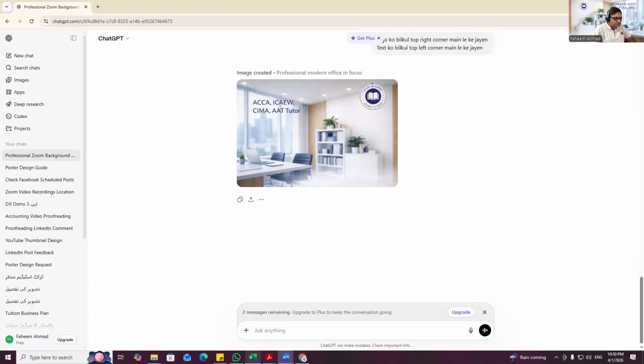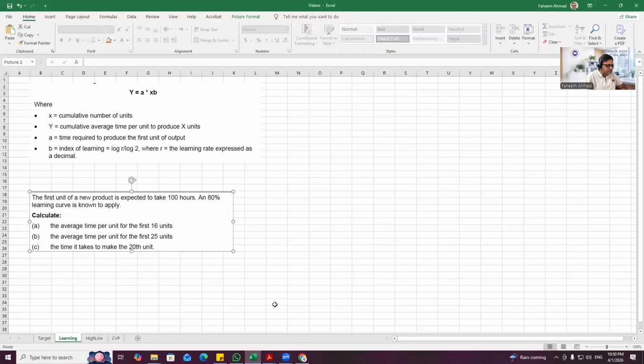Now, how we are going to solve these questions in the actual exam? Let's have a look. I'm going to explain algebraic approach. So you can see this is the formula y is equal to a into x to the power of b. So here's the formula in front of you.